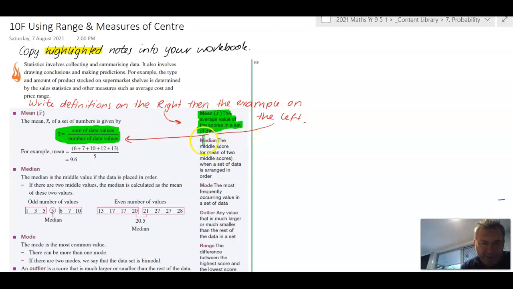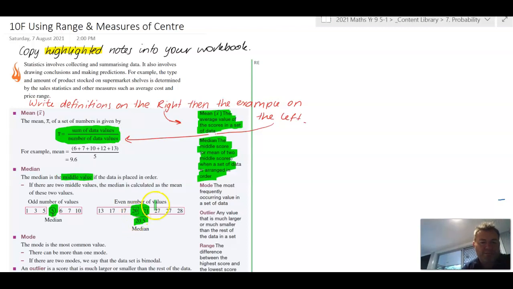The second one is the median. The median is the middle score. Sometimes there's only one score in the middle, just like this set of numbers down here. Sometimes there are two scores in the middle. Whenever there are two scores in the middle, we need to find the average of those two scores, and that's our median. So that's how we find the median. It's the middle value.